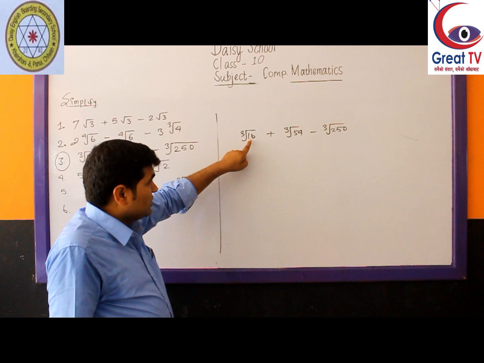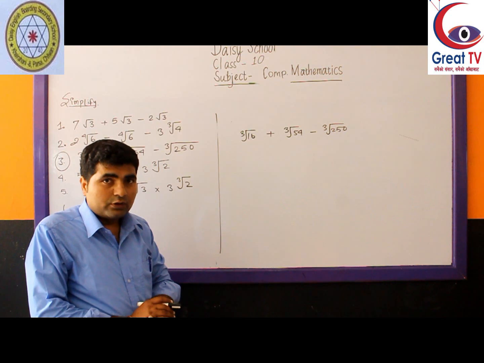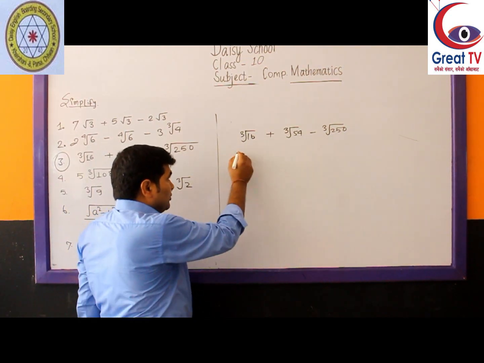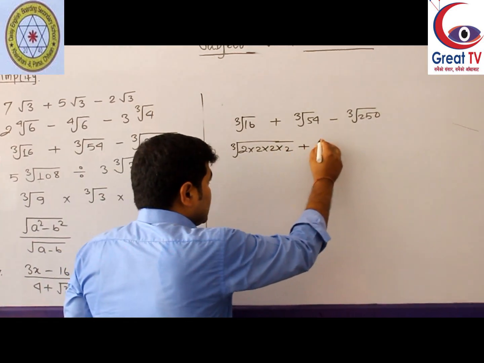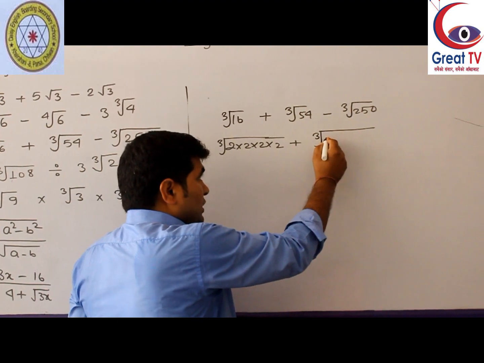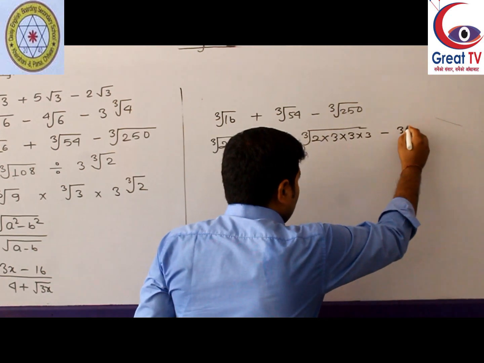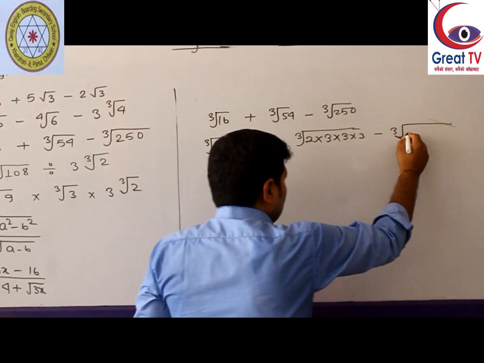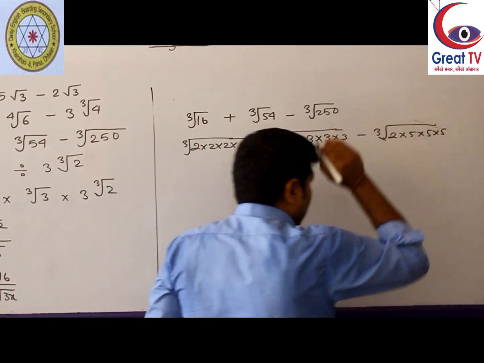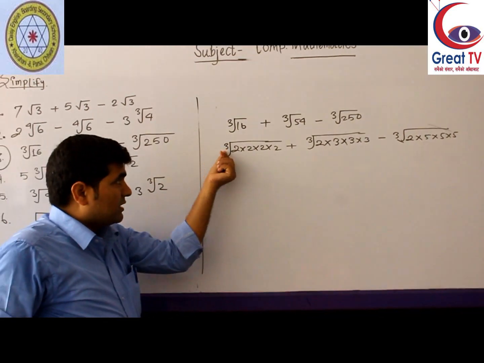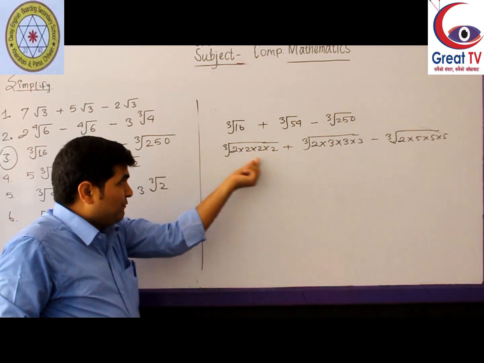First of all, here we have 16, 54, 250. We can reduce them by the prime factorization method. The cube root of 16 is 2 into 2 into 2 into 2, plus the cube root of 54: first 2, then 27, 3, again 9, 3 into 3, minus 3. This one is 2 into 125, 5 into 5 into 5. Okay, now the order of the surds is 3, but when we look inside the radicand, it is different.